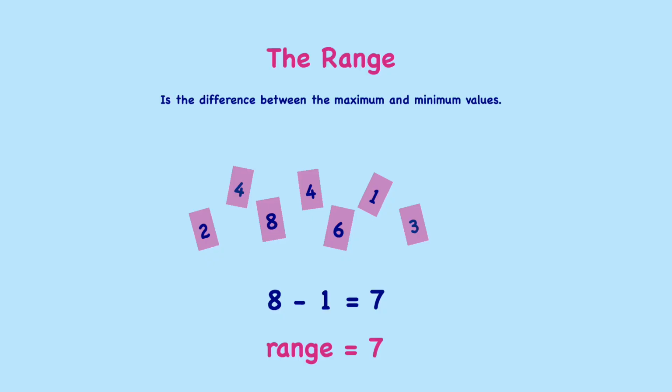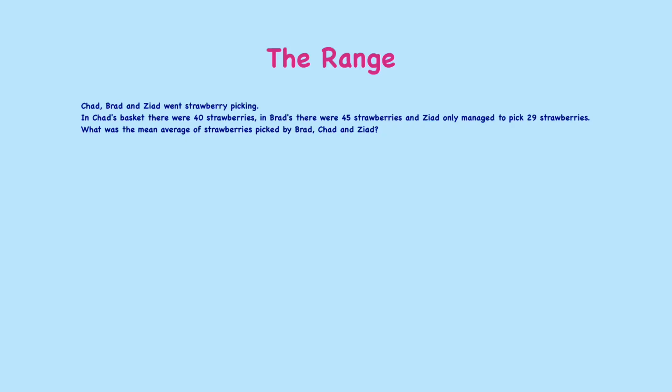So let's look at the range for the example we looked at on strawberry picking. So Brad had picked 45 strawberries. His is the biggest number of strawberries. And Ziad only picked 29 strawberries. So he's the lowest number. So again, to find the difference, we subtract them. So we subtract the biggest and the smallest. And that will give us 11. So the range is 11.